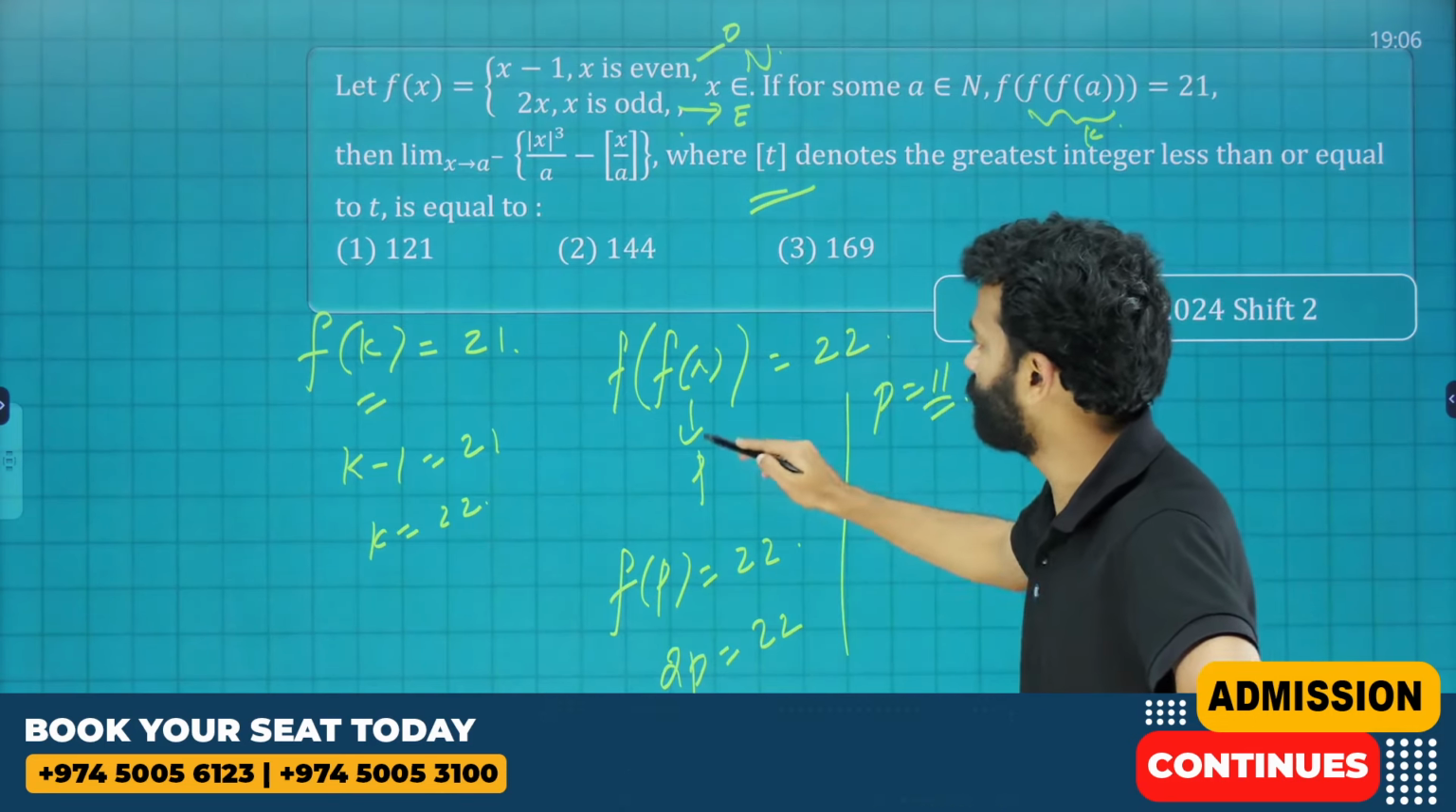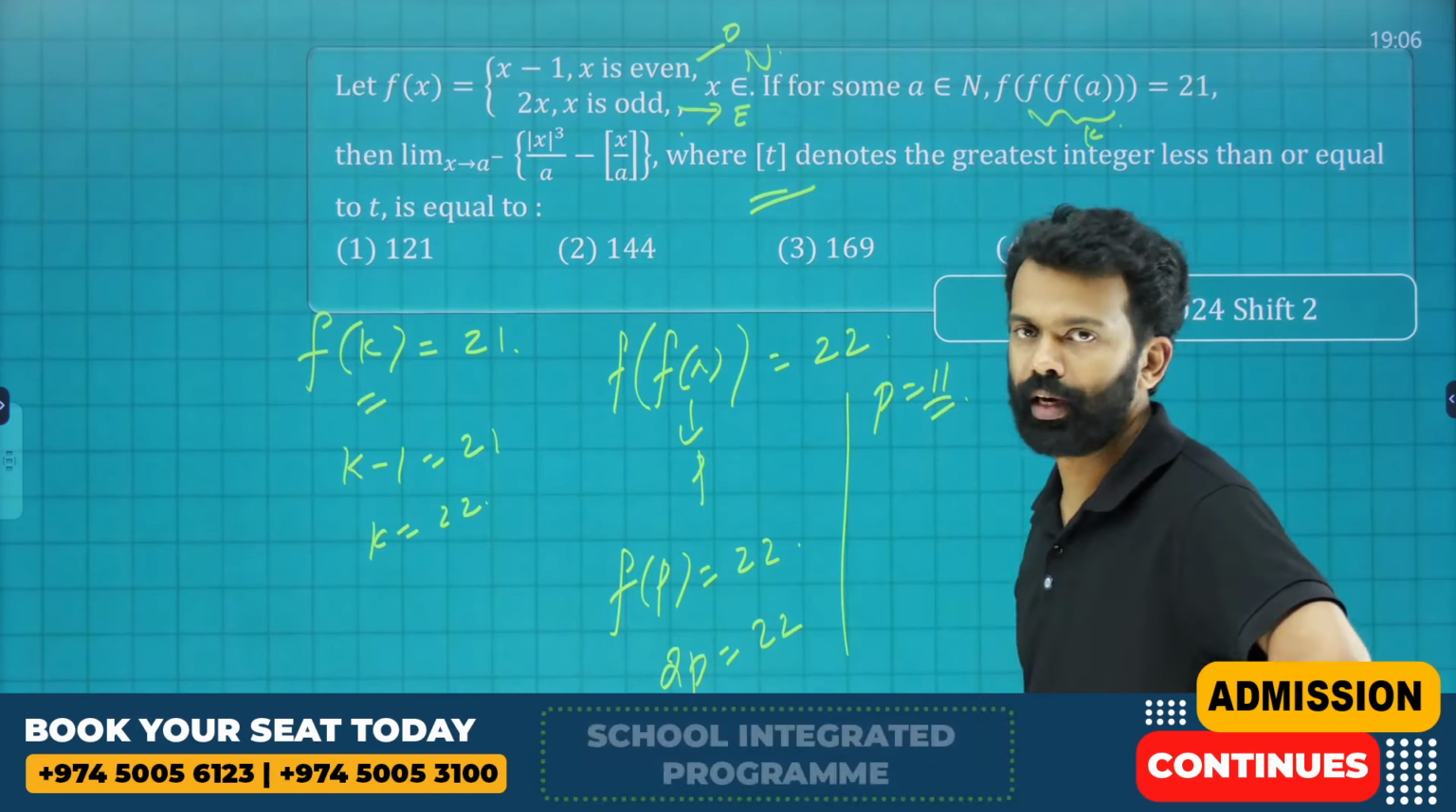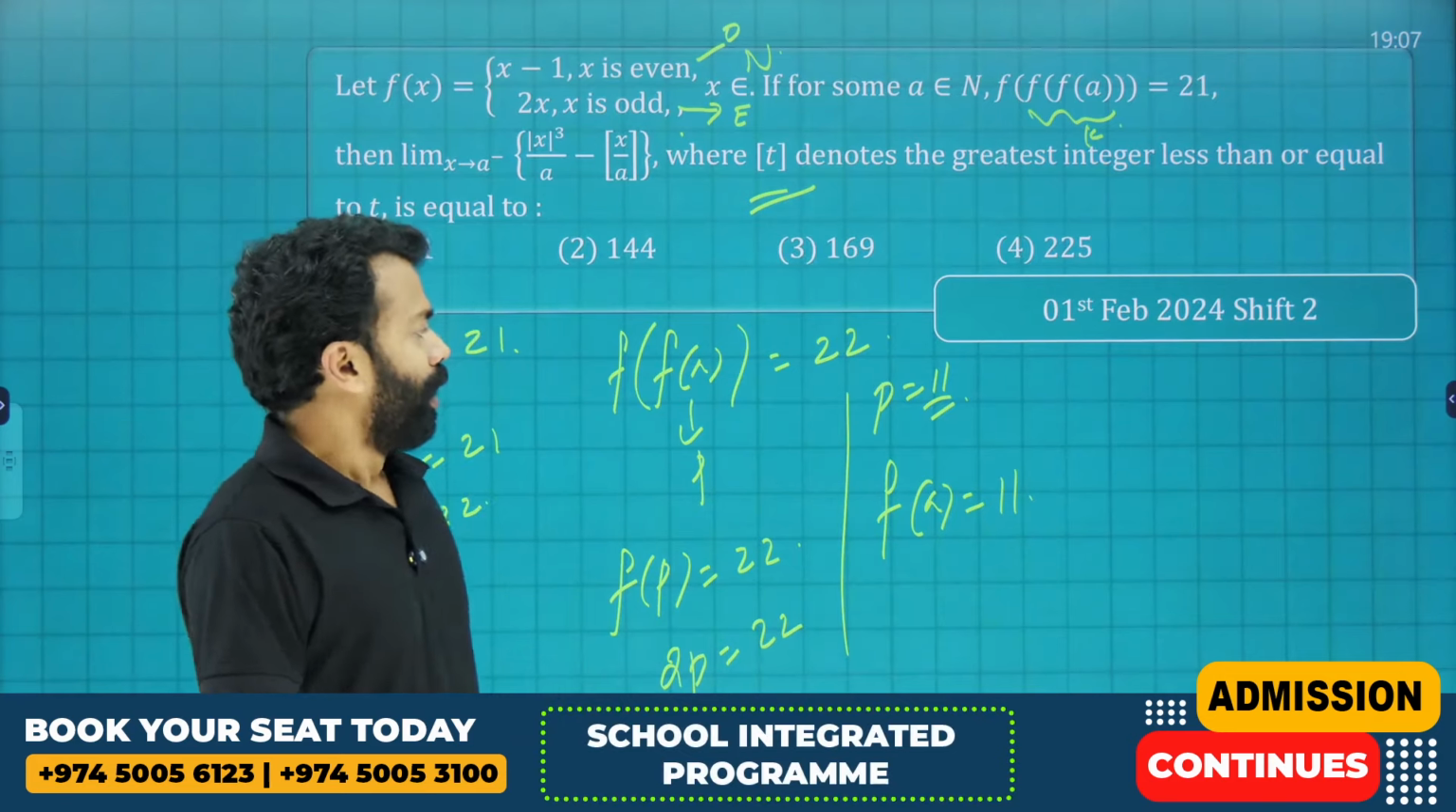Therefore, f of a becomes f of 11. Sorry, f of a was taken as p, and p is equal to 11. Therefore, we can write it like this: f of a is equal to 11. Can you formulate it by yourself? Just hit the pause button and try to solve it by yourself. Okay, you'll get the answer.